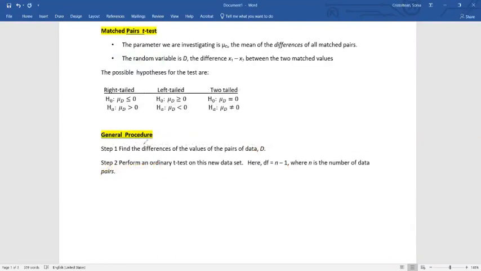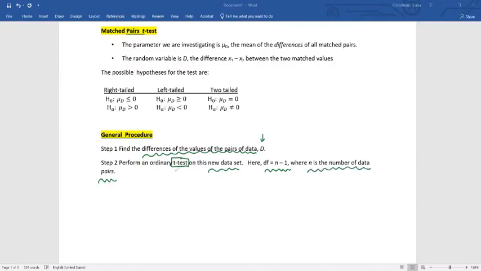So here is the general procedure. First, we will have to find the differences of the values of the pairs of data, and that is denoted d, difference of the values. And then simply do a t-test on this new data set. Because it's a t-test, of course, we need degrees of freedom. So degrees of freedom goes by the same formula, n-1. Just keep in mind, n is the number of data pairs.